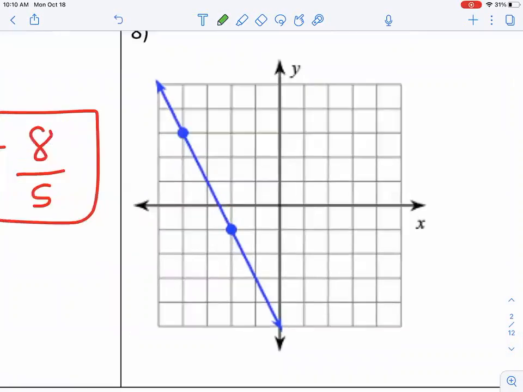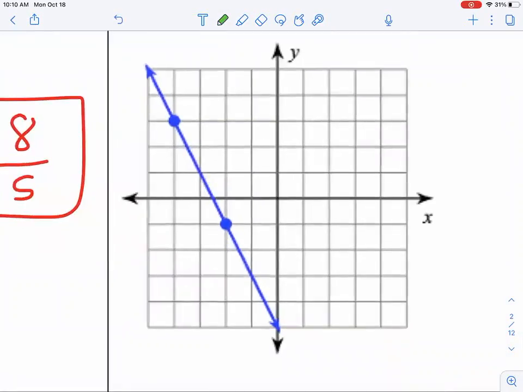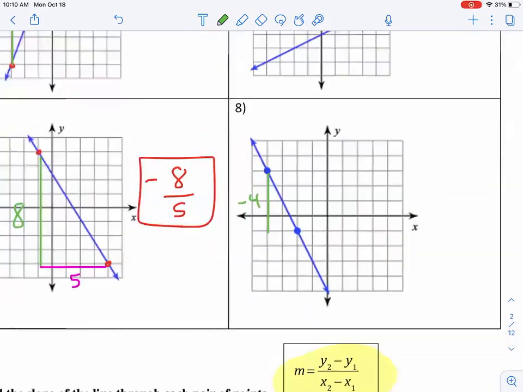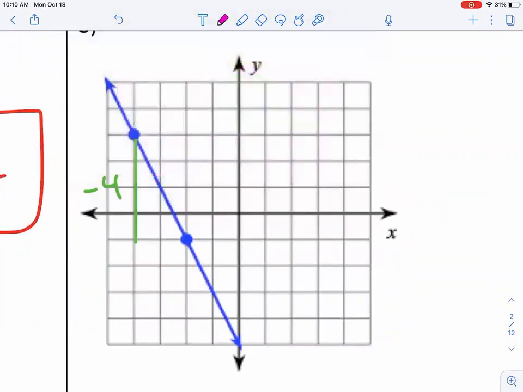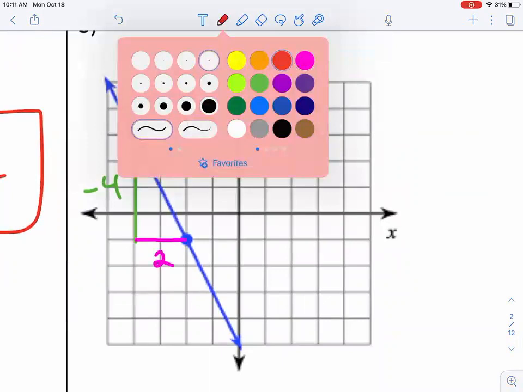I'm going to go from this point to this point, and you want to act like you're driving a city block, okay? If I go from one point to the next, I have to drive down 1, 2, 3, 4. So I have to drive down 4. Then I have to drive over, or my run is 1, 2. And so when we find our slope, it's the green over the pink, or it's -4 over 2, which we're going to have to simplify.